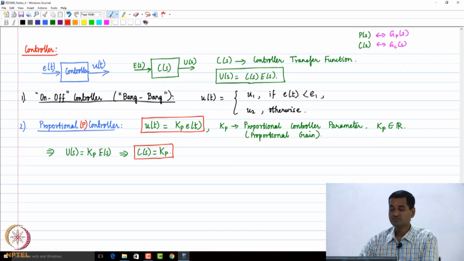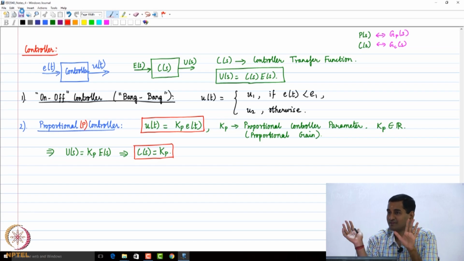So what are the advantages of this controller? The proportional controller is very simple in structure. You essentially get the error multiplied by a constant, and that's about it. Its structure is very simple, so implementation is going to be pretty straightforward. It's not very complex at all, so that is a big advantage.